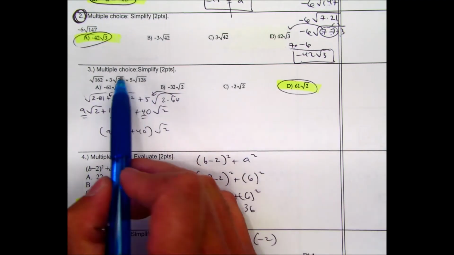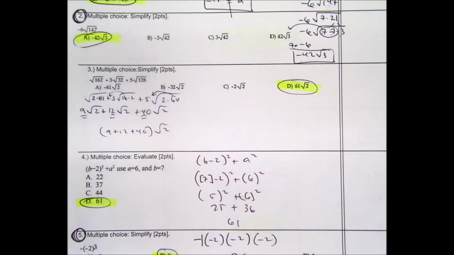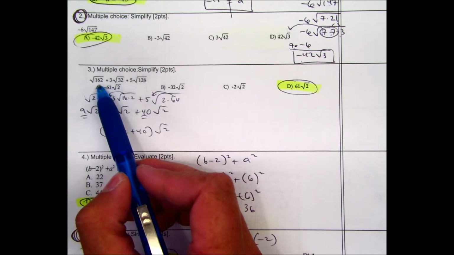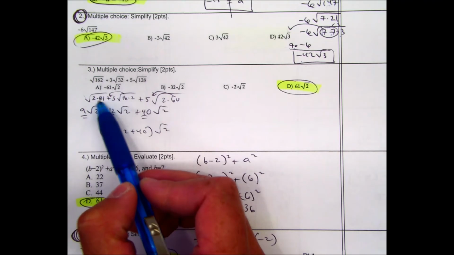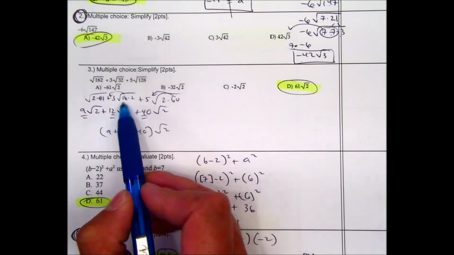Question number 3, you'll notice that you have adding, so I can't add those because they're not like terms because the radicals are not the same number. So if I take 162 and I get 2 times 81, the square root of 81 is 9. That's a pair of 9s, right? They come out, 9 radical 2.